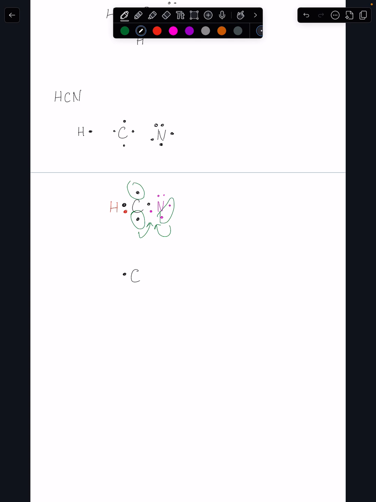So then you end up getting carbon will have the one over here that's going to be bound to the hydrogen, and then here's 1, 2, 3. So there's carbon's 4. Here's hydrogen, and then nitrogen. Remember, nitrogen has 5. 1, 2, 3, 4, 5. And if we want to redraw this, looks that way.